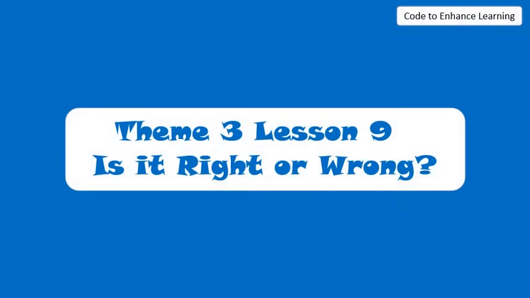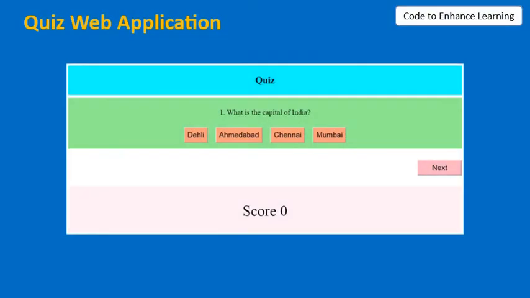So today we will be continuing with our third theme and the name of today's lesson is: is it right or is it wrong? In our video series, we have themes and we create a project about the theme going through 3 to 4 different lessons learning various concepts.